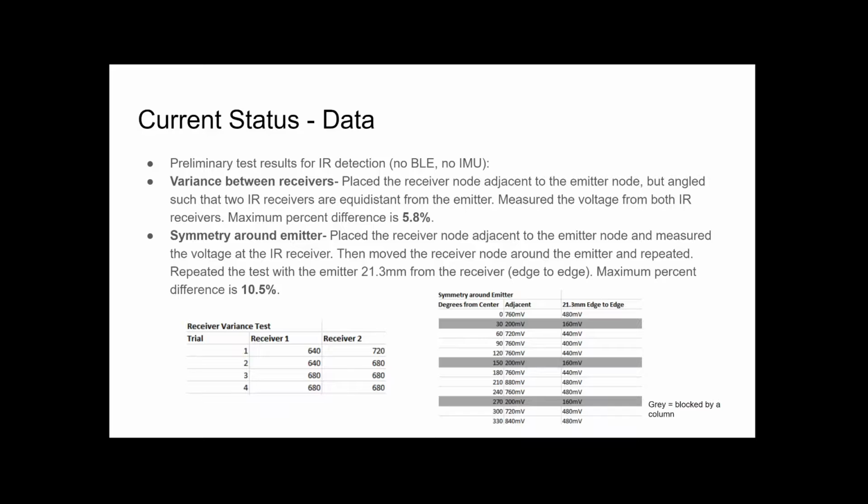So in terms of the variance between receivers, that's making sure that the actual receiver circuit on the same PCB is matched in gain. And testing between two receivers, we got a maximum of 5.8% difference. For the symmetry around the emitter, we took the receiver node and rotated it around the emitter at an equidistant, just to make sure that the measurements stayed the same, indicating symmetry. And our maximum percent difference was about 10.5%.